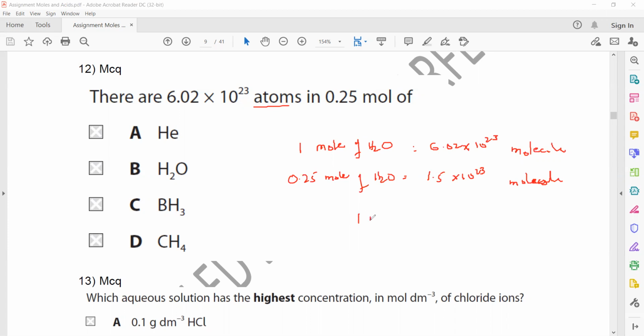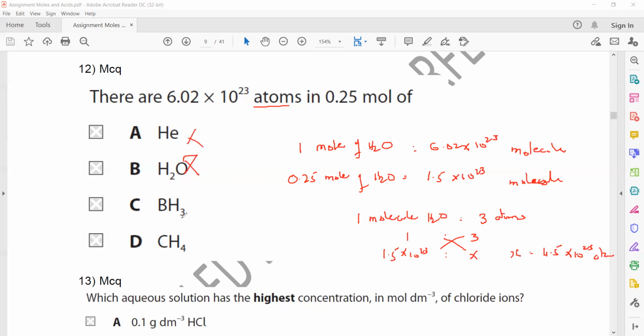One molecule of H2O contains 3 atoms, 2 hydrogen and 1 oxygen. So the ratio between molecule and atom is 1:3. If we have 1.5 into 10 to the power 23 molecules, how many atoms will there be? X. Cross multiply, so this is 3 times, which turns out to be 4.5 into 10 to the power 23 atoms. So that cannot be 6.02 into 10 to the power 23, and that's why B cannot be the answer either.